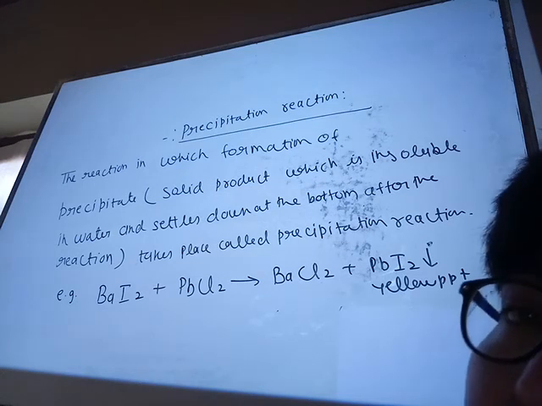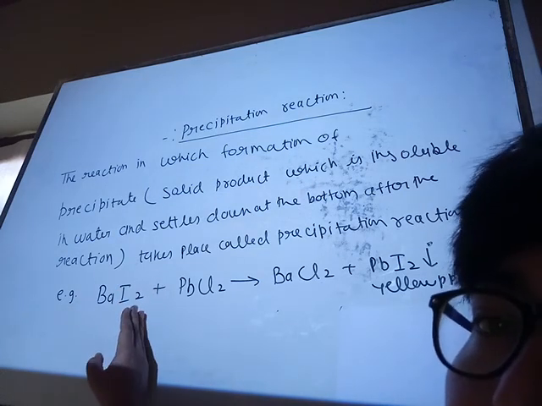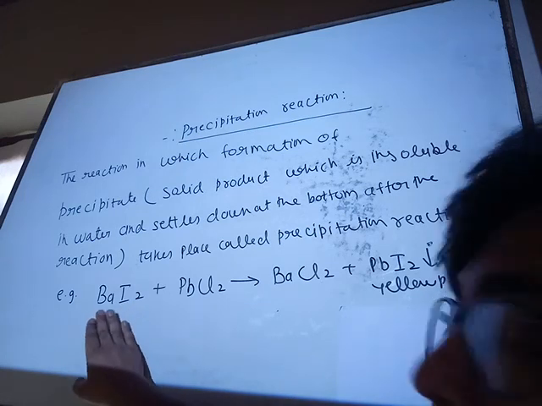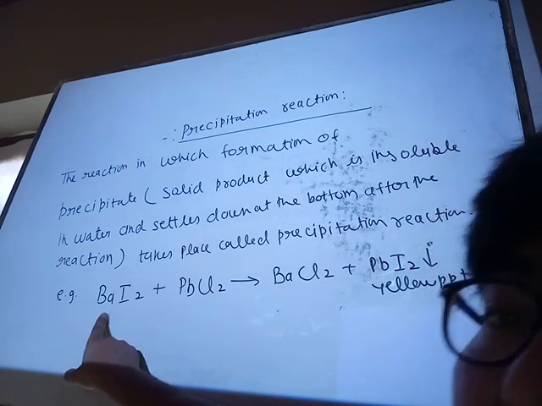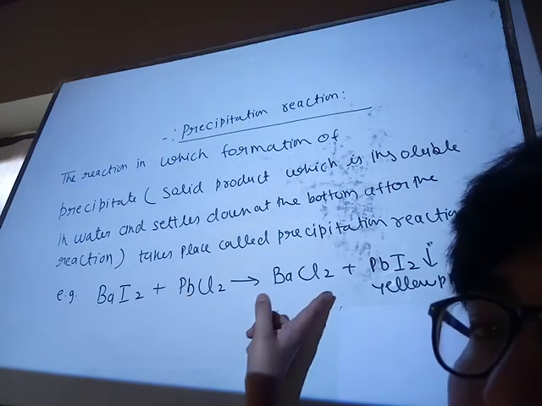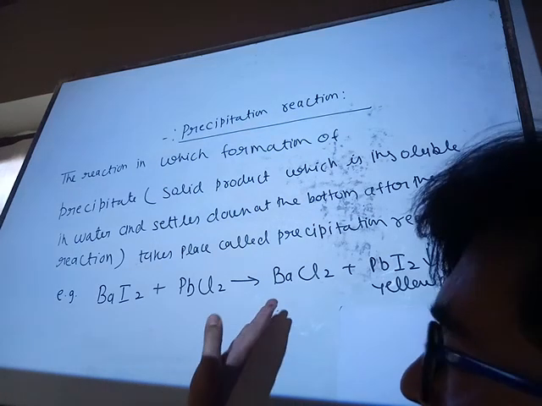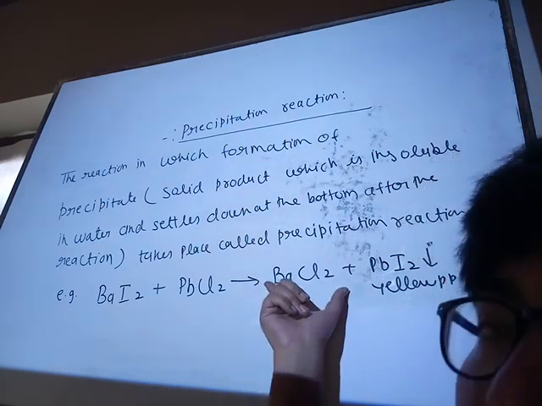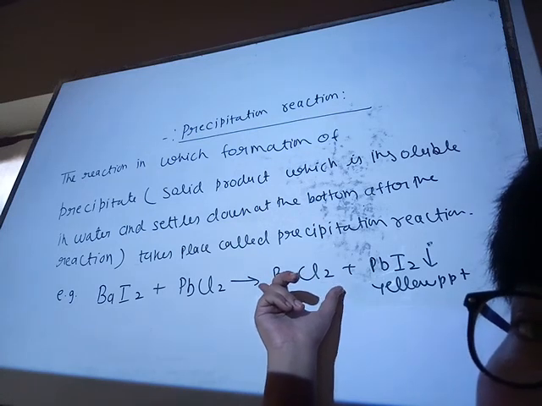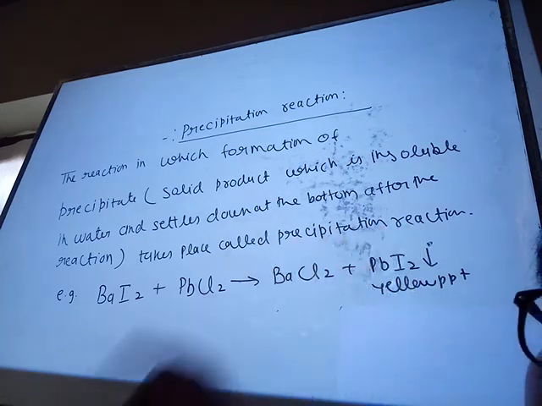We have seen many examples. We have studied one more as well. This is the third example we are learning in this class: lead chloride and barium iodide give barium chloride and lead iodide. So that is the part we are having. We have seen lead iodide, and there was also barium sulfate as a precipitate. That symbol is for the precipitate.